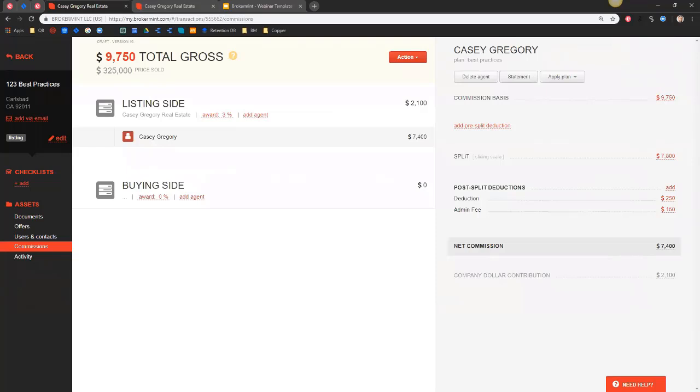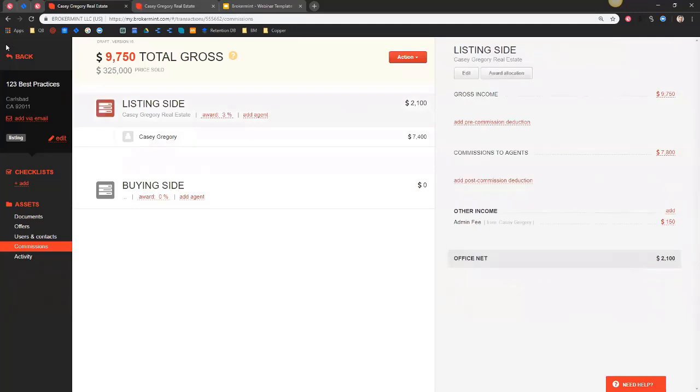Yeah, so I should cover both those questions as we go into adding income to a transaction. I'm refreshing on that. So we have two different ways of adding additional income to a transaction. We can add gross income or other/office income.